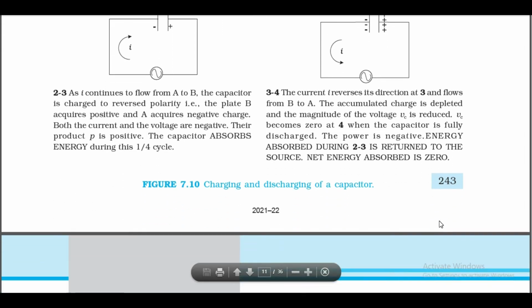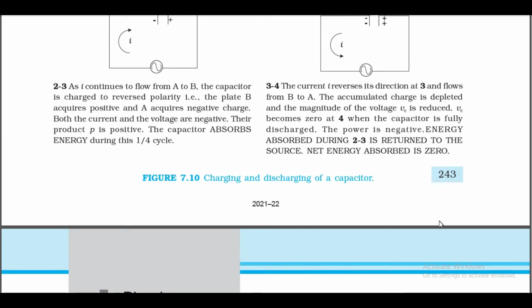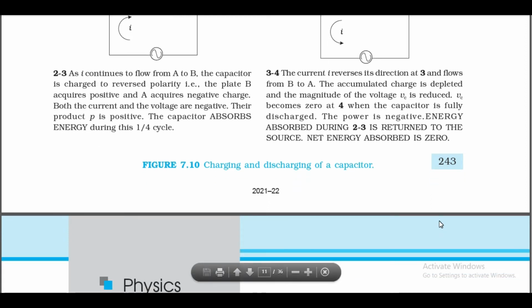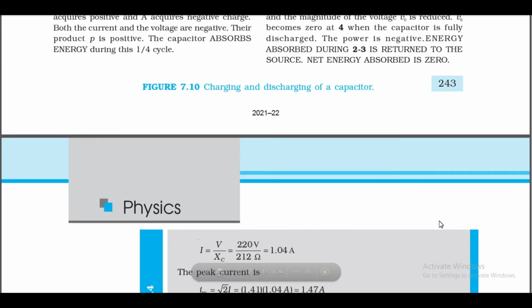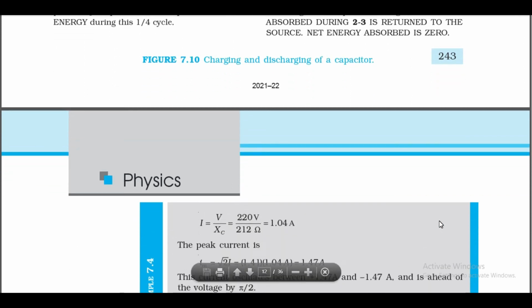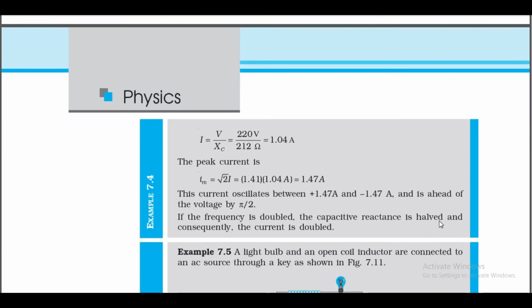3 to 4, the current I reverses its direction at 3 and flows from B to A. The accumulated charge is depleted and the magnitude of the voltage Vc is reduced. Vc becomes 0 at 4 when the capacitor is fully discharged. The power is negative. Energy absorbed during 2 to 3 is returned to the source. Net energy absorbed is 0. Figure 7.10: Charging and discharging of a capacitor.